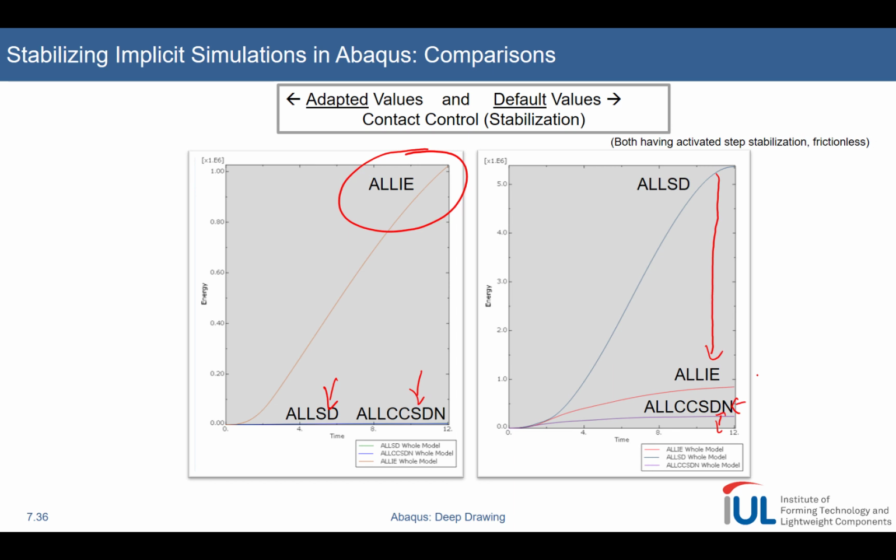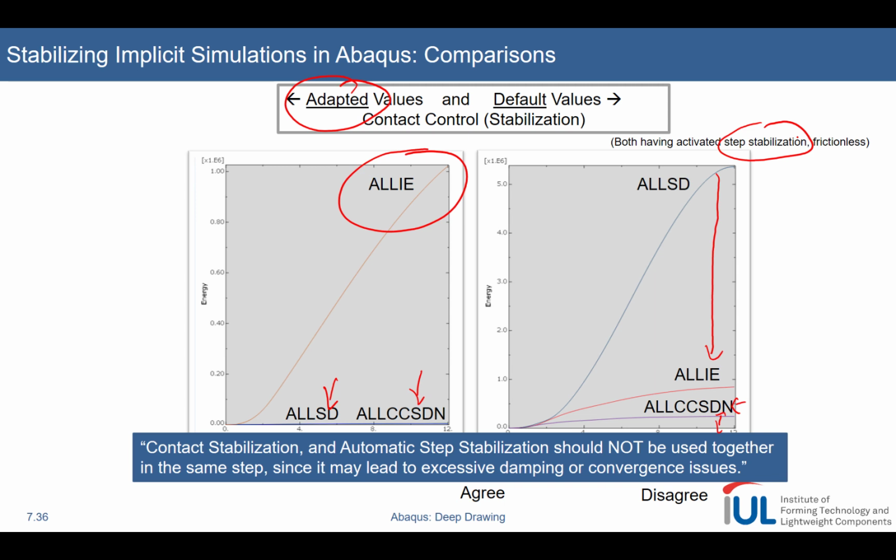Remember, positively in the sense that once you've chosen correct values, it can make your unphysical simulation where you only activated step stabilization yield physically accurate results. However, if they negatively amplify, their negative effects can get out of control. And this is the reason why Abaqus prompts a warning where it says contact stabilization and automatic step stabilization should not be used together in the same step, since it may lead to excessive damping or convergence issues.